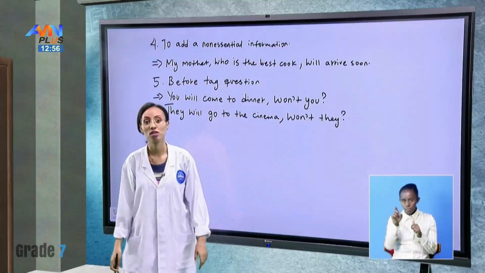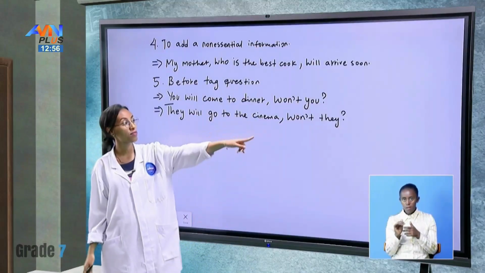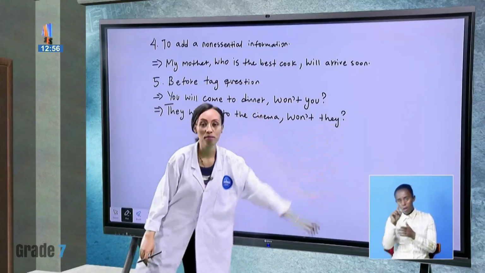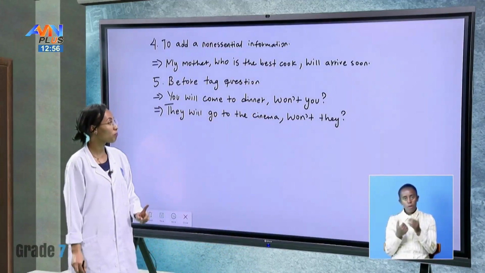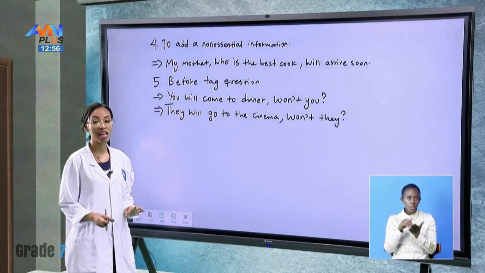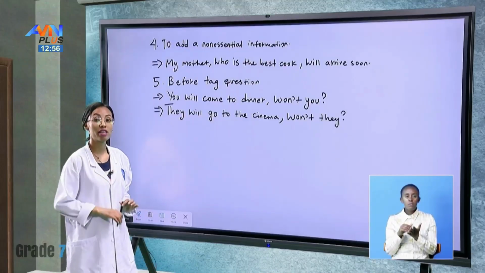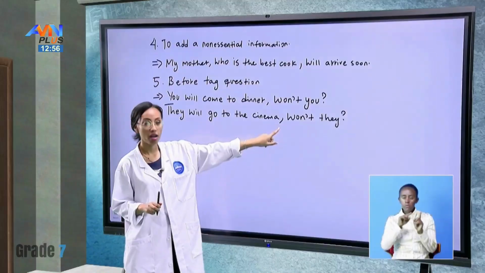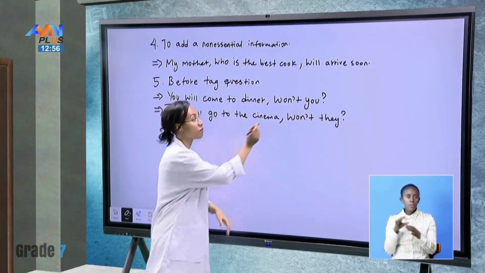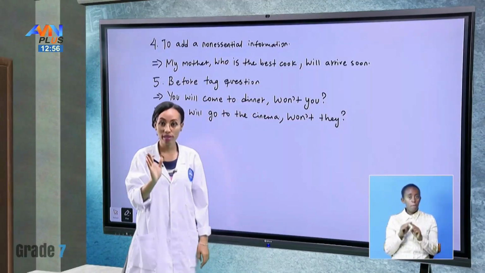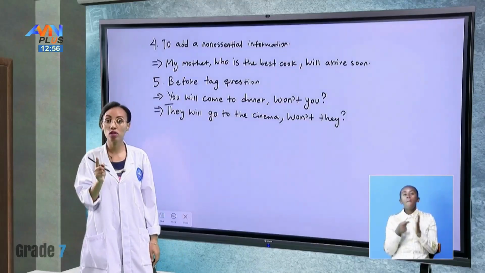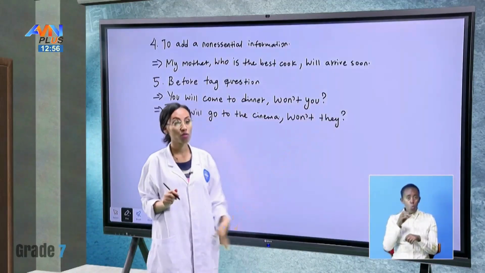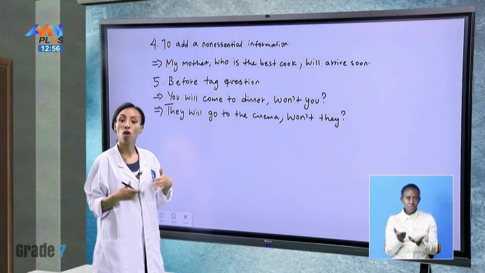External punctuation. We have our comma, we have internal punctuation, we have a comma, and external, we have a question mark. So again, we have asked our question at the end. That means after the comma, we have our question. They will go to the cinema could be a sentence that we could finish here with a full stop, but we didn't. We have a comma. After a comma, we have our tag question, which is, won't they?